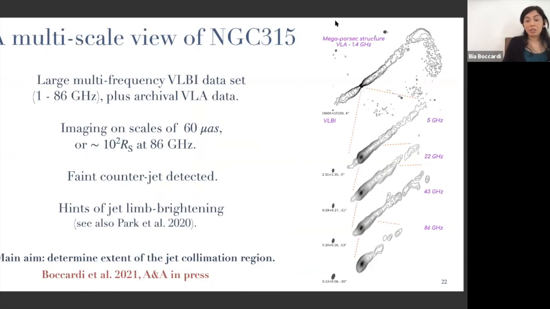And here you see what we have obtained: a multi-scale view of this source. So going from the megaparsec scale structure, which is probed by VLA data at low frequencies, and then the VLBI structure at increasingly high frequency from 5 gigahertz to 86 gigahertz. Here I'm only showing a small subset of our data set, which actually includes 18 images.